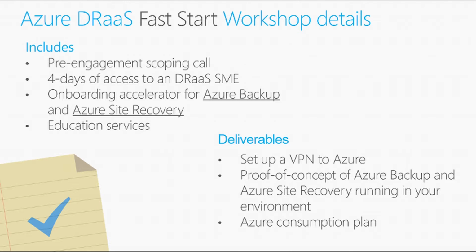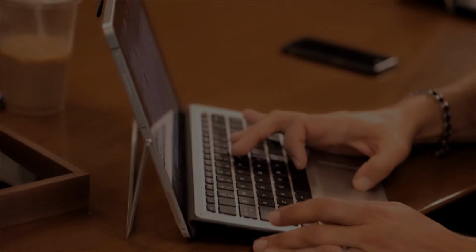The deliverables that you will get from this Fast Start will be a VPN connection between your data center and Azure, a fully running proof of concept of both Azure Backup and Azure Site Recovery, and lastly will be an Azure consumption plan, which will give you the costs of running both Backup and Azure Site Recovery, including testing.